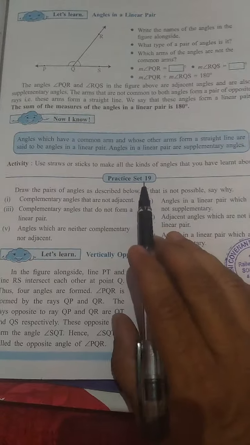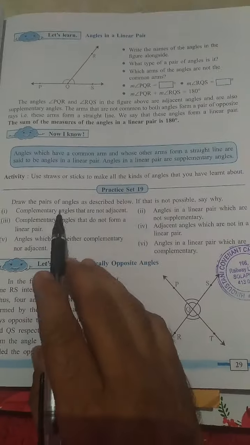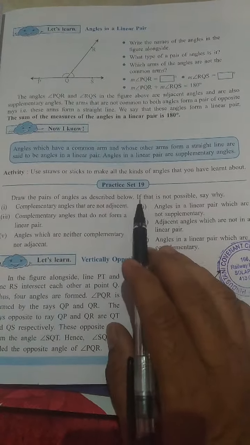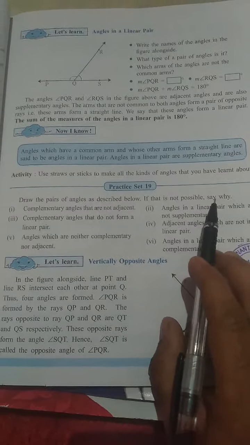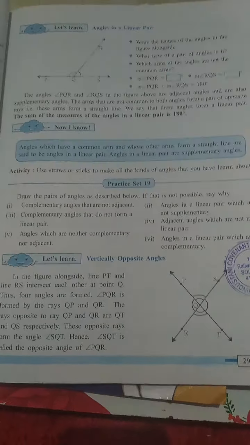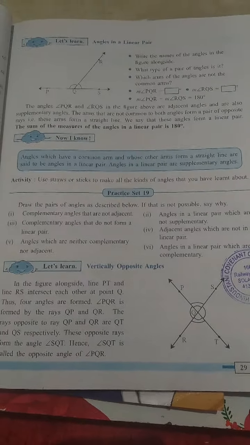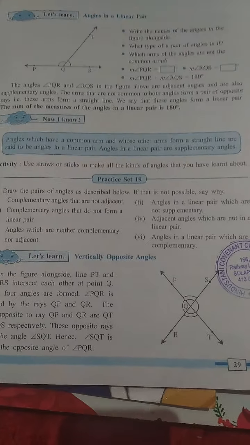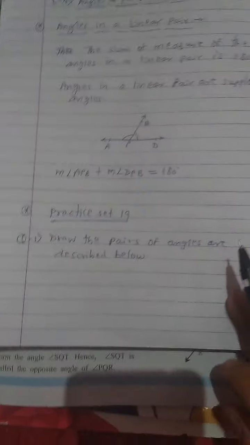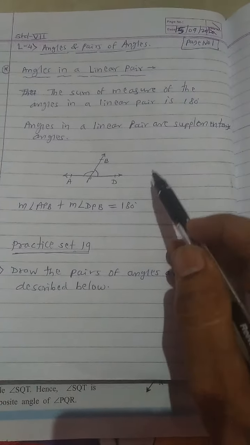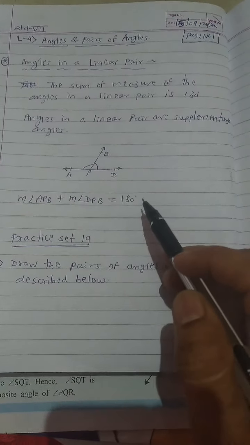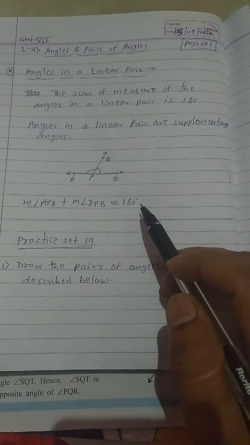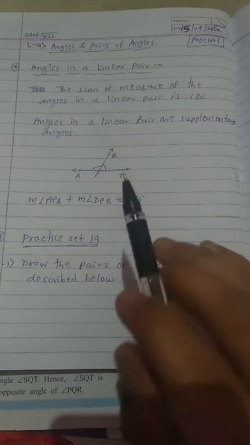Now in the next practice set they ask: draw the pair of angles described below. If it is not possible, say why. Below they have given some conditions, and using the conditions you have to draw the figure. If it is possible you can draw it; if not, then explain why. In the notebook, first write this definition, draw this figure, and write that the sum of the measures of two angles in a linear pair is 180. Then afterwards we will start practice set number 19.